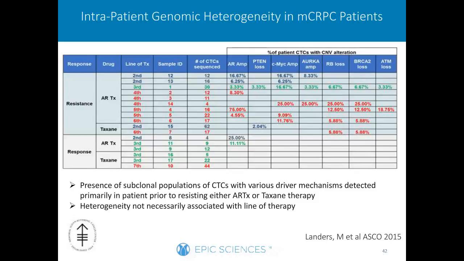To show you that across the entire 17 patients tested, we've broken up the patients by either resistance on top, in the blue, where we look at either AR-targeted therapy resistance or taxane resistance, or on the bottom, patients responding to AR-targeted therapy or responding to taxanes. We've looked at which percent of the CTCs had subclonal populations of these different tumor suppressor losses or oncogene amplifications that have often been associated with prostate cancer disease progression. Interestingly, you can see that the majority of subclonal heterogeneity is in the resistant patients. If we look at particular alterations, we can see that a patient not only has AR amplification, he also has loss of RB, BRCA2, and ATM.